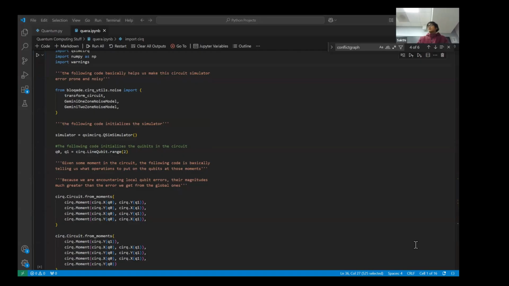If you're new here, then this is basically the introductory notebook from the QuEra Quantum Challenges. It's the one that's posted in resources.